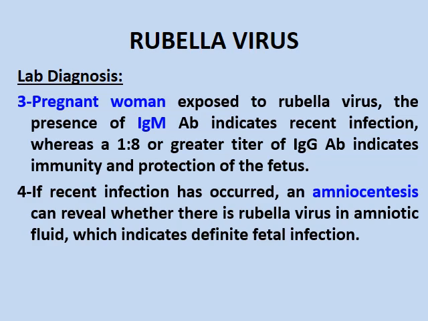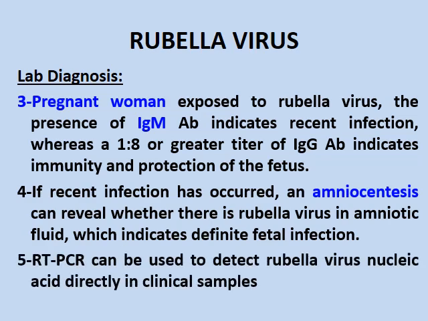If recent infection has occurred، مرات suspected to have congenital rubella infection، فشي حيسوي لها amniocentesis، يسحبون الامنيوتيك فلويد under ultrasound guidance ويفحصوه for viral infection. Reverse transcriptase PCR can be used to detect rubella virus nucleic acid directly in clinical samples، أي sample حتى لو amniotic fluid.